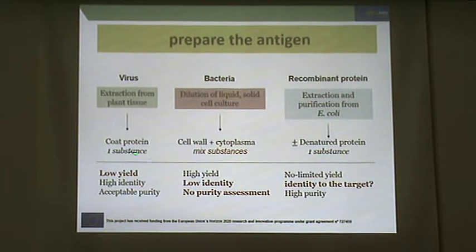So generally, when we deal with viruses, the limitation is the amount we get from a virus purification. With bacteria, we have low identity of the antigenic part, and it is very difficult, almost impossible, to define the purity. And when we deal with recombinant proteins, we have the benefit of non-limited production, but we don't know how much identity there is between the recombinant protein and the target of the analysis.